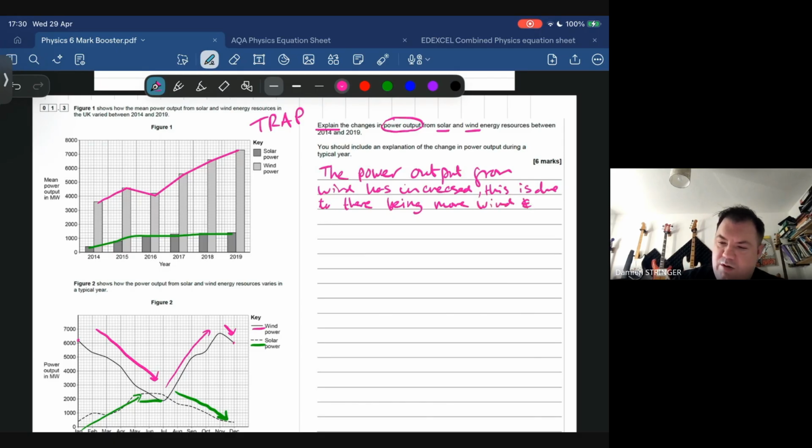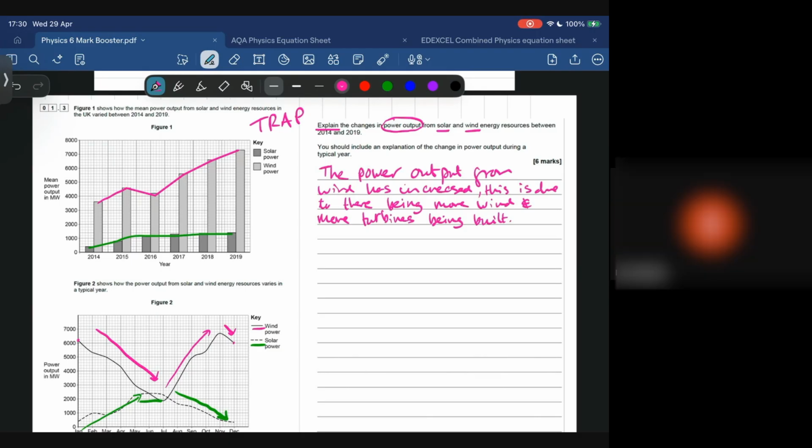And more, what are they called? Turbines, aren't there? More turbines being built. So using that as kind of like the model, Louis, do you want to have a go at commenting on the solar power?